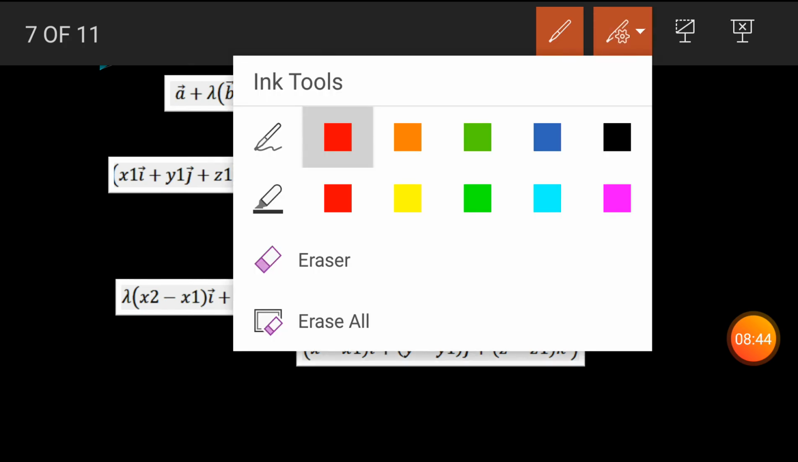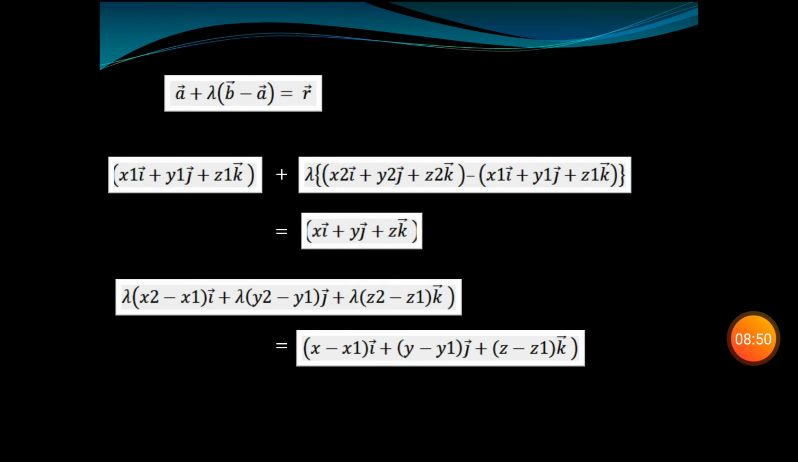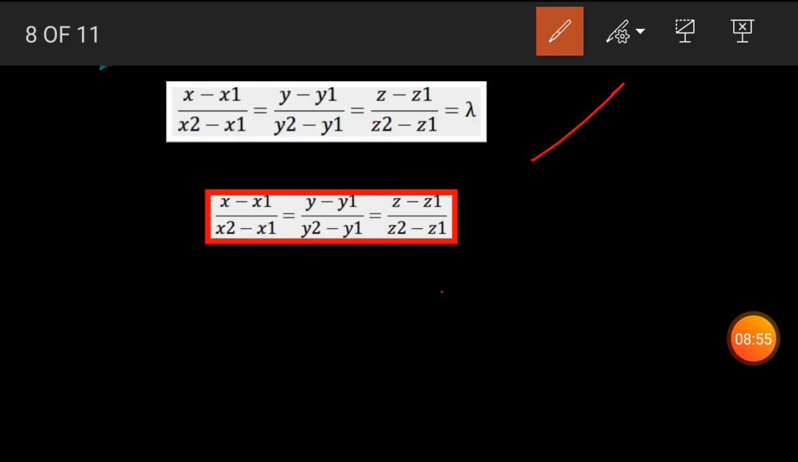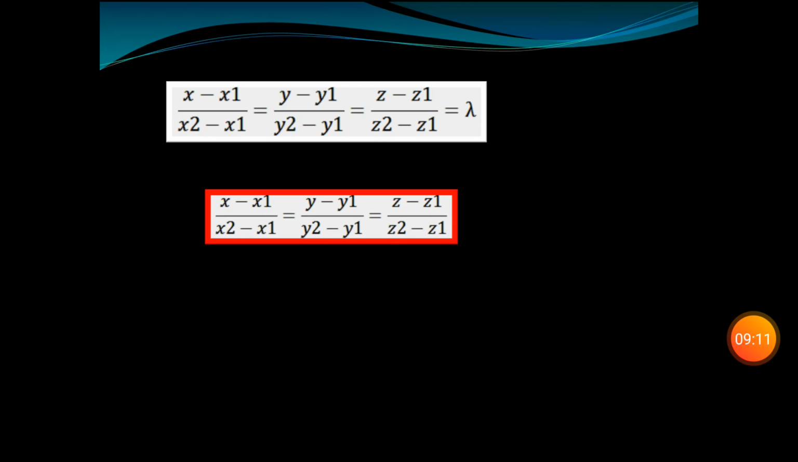All these values are equal because they are all equivalent to lambda. So all three values will be equal. This is what is written here, so you will get this equation, and this is your final Cartesian equation. There is no need of mugging up the Cartesian equation. If you remember the vector equation and if you remember only the diagram, it is very easy to write the equation. Okay, so now let's consider an example and see.